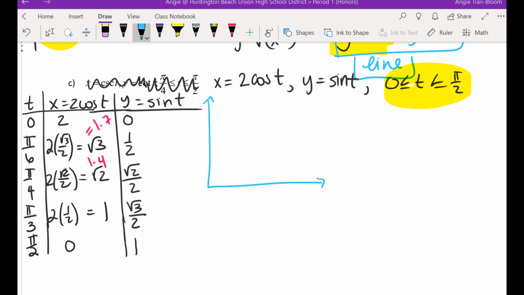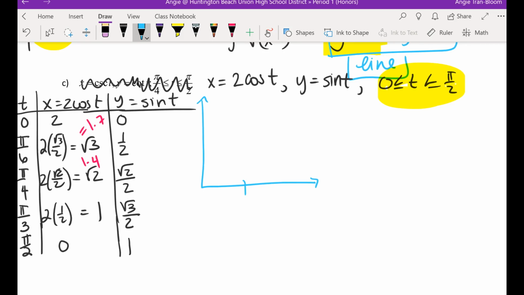Your x value only goes up to 2, so 1 and 2. Your y value, well, rad 2 divided by 2 is about 0.7, and rad 3 divided by 2 is about 0.9. So I just really need one tick mark. Okay, so 1 and 2. All right, here we go. At 2, I'm going to stay at 0. This is my starting location.